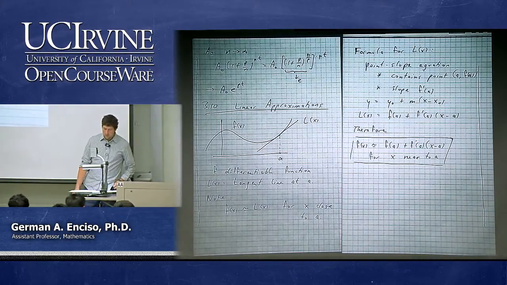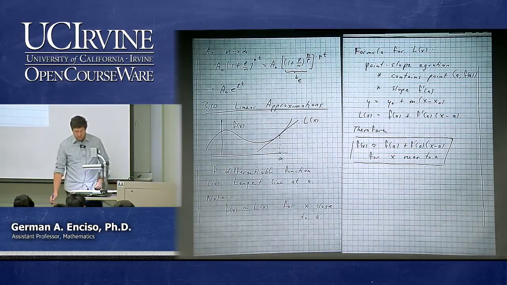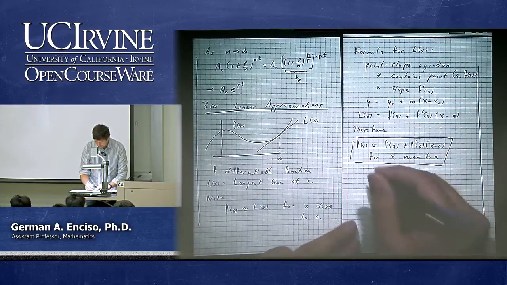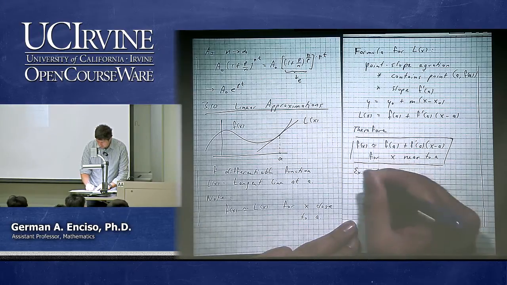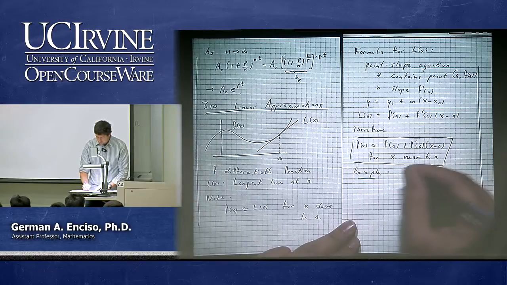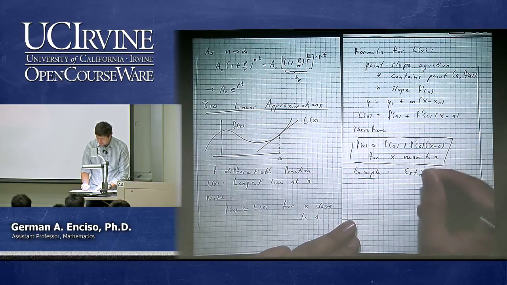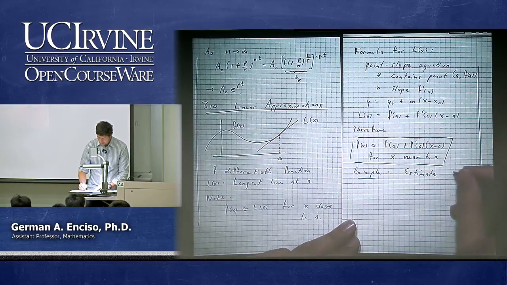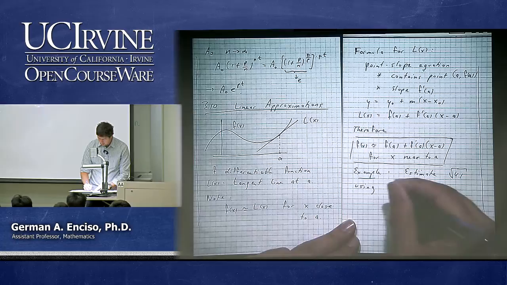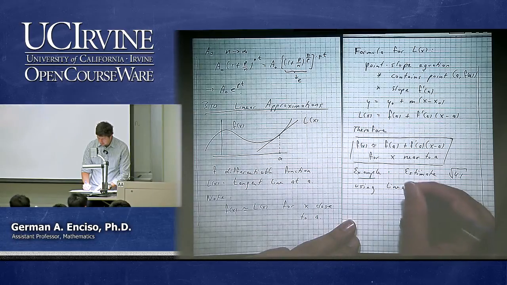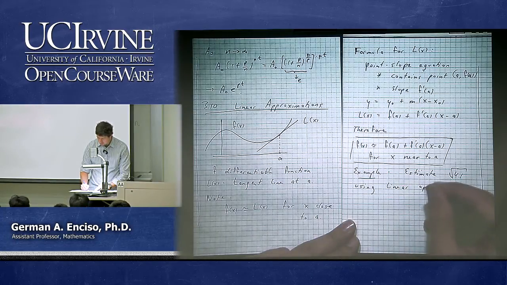Okay, so let's do an example of this. Example: estimate the square root of 4.1 using linear approximations. Estimate is the same thing as approximate.